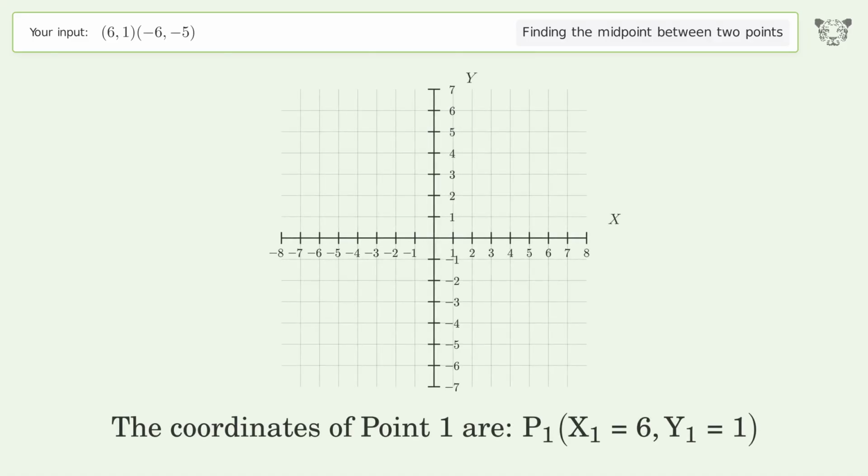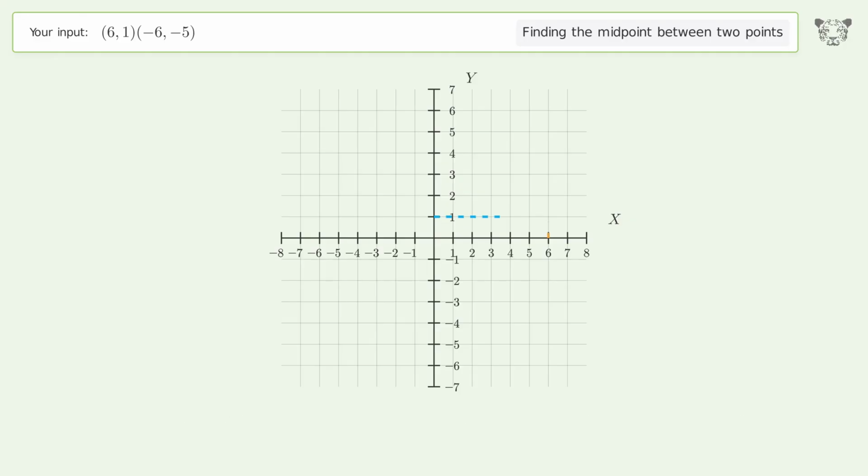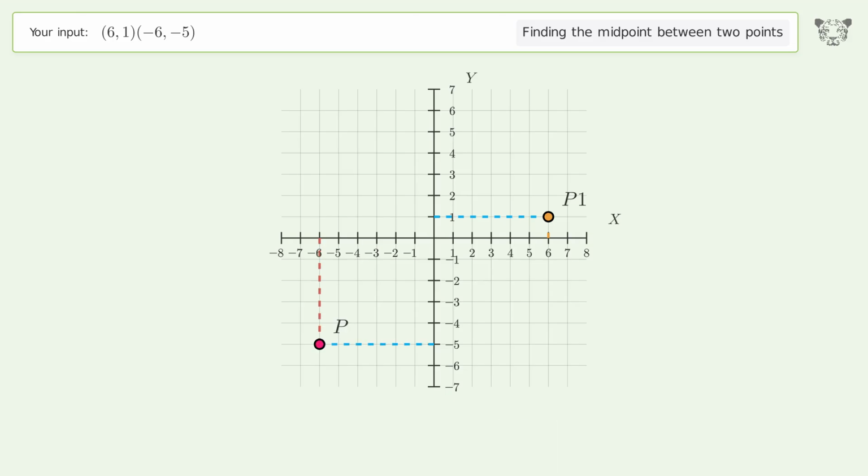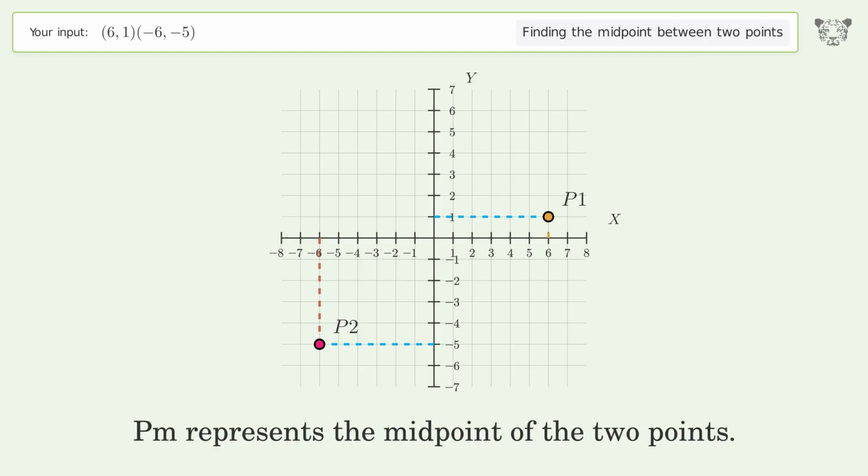The coordinates of point 1 are x1 equals 6, y1 equals 1. The coordinates of point 2 are x2 equals -6, y2 equals -5. PM represents the midpoint of the 2 points.